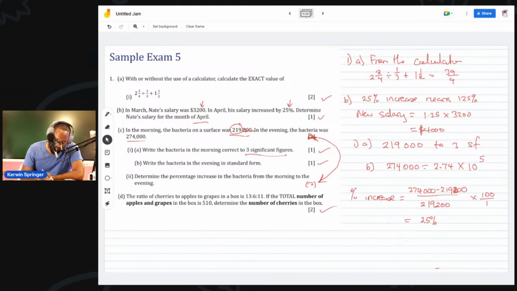And the last one, the ratio. So we get a little ratio question. And CXC really loves ratios these last few years. Chances of a ratio question.